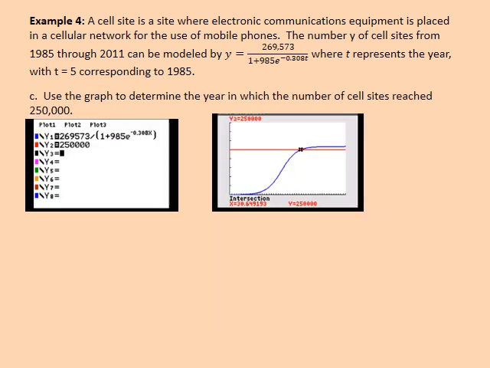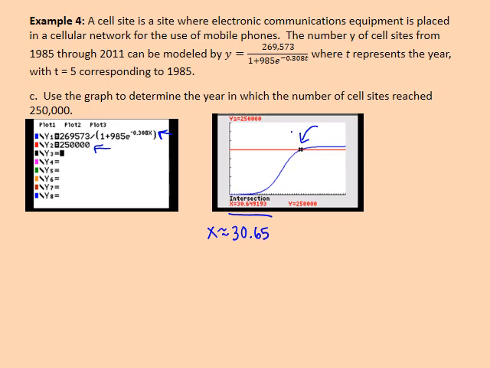Part C asks us to use the graph to determine the year in which the number of cell sites reached 250,000. So what we did was we graphed the original function, which we had already in our calculator, and then in Y2, we graphed 250,000. Now we found the intersection. The intersection between the two, x was approximately 30 and 65 hundredths.